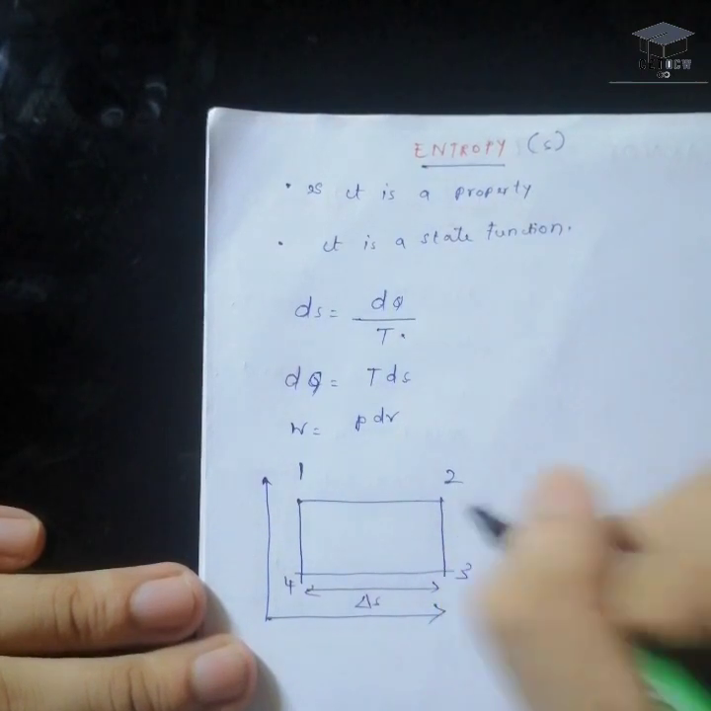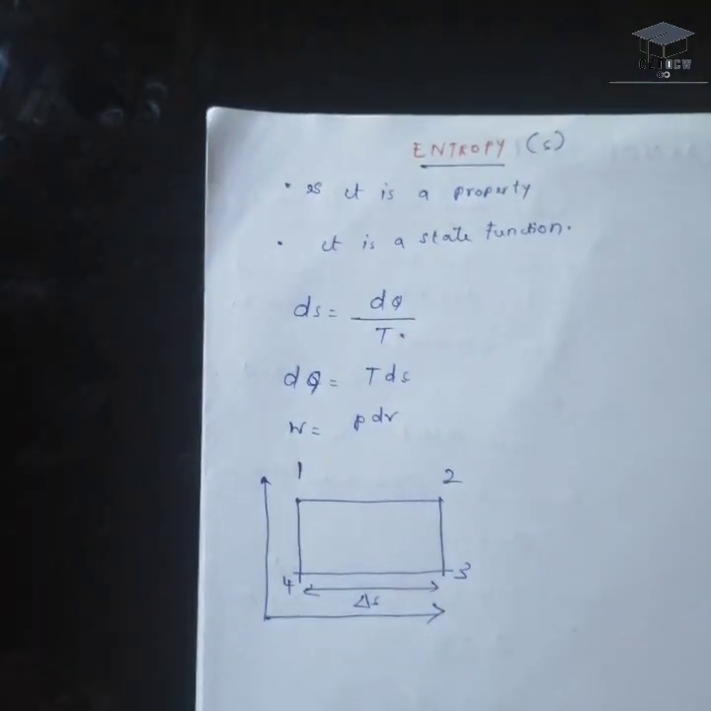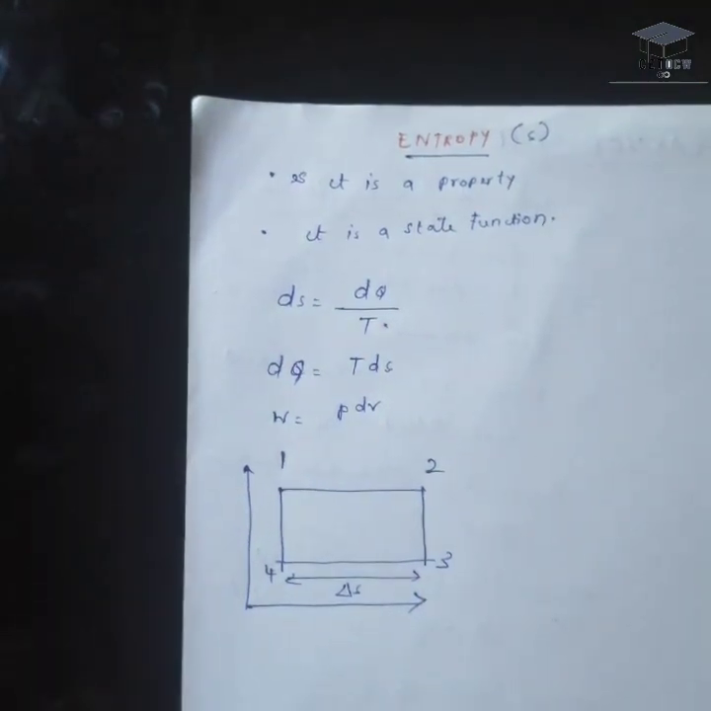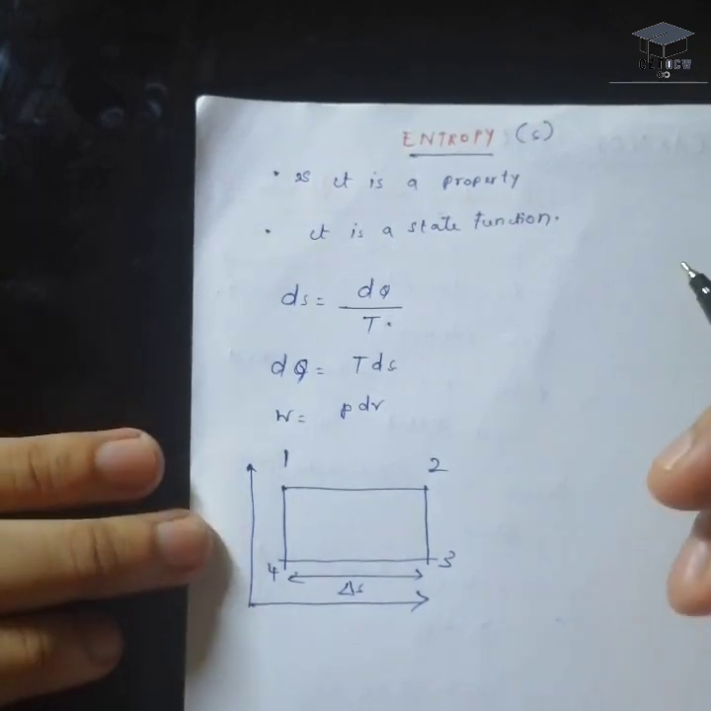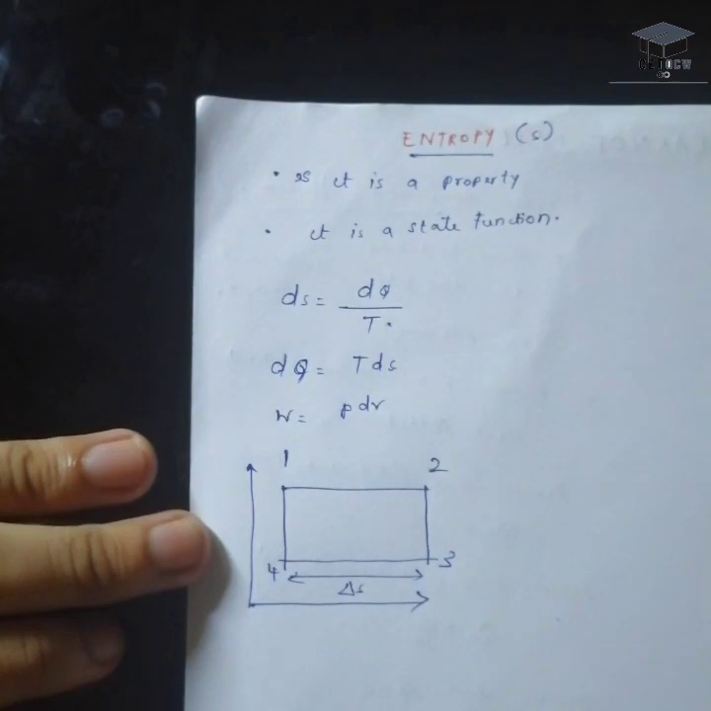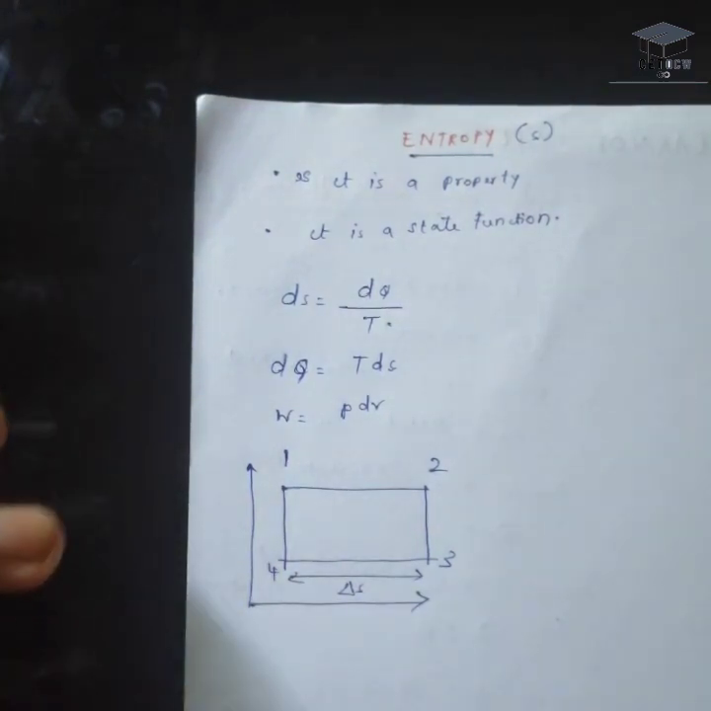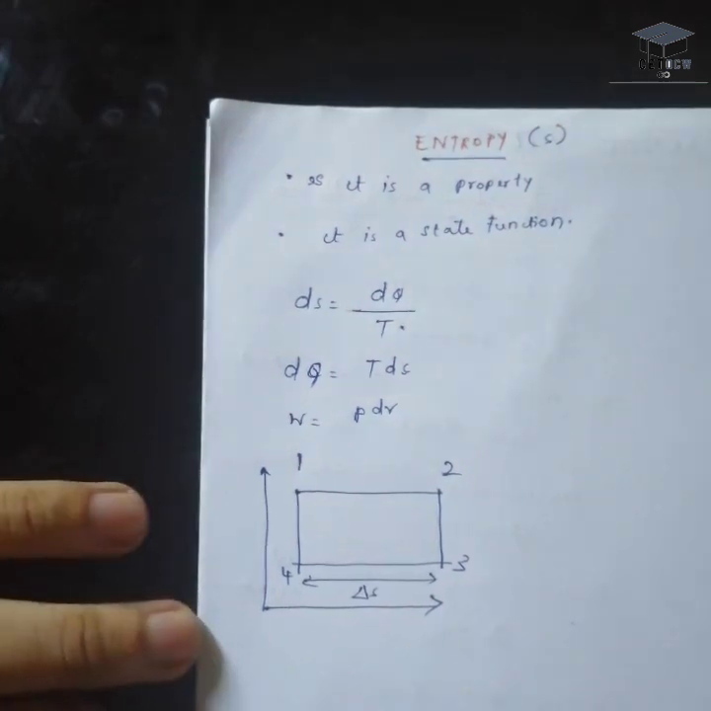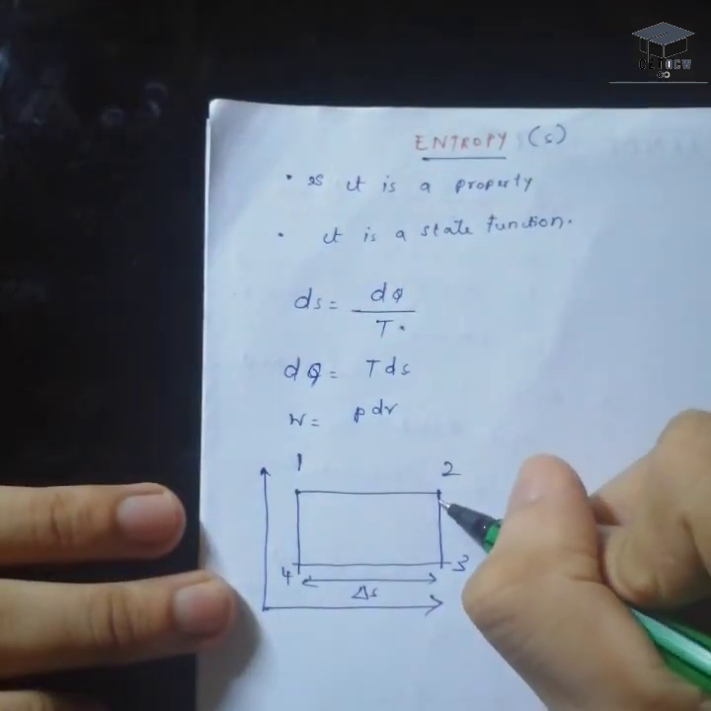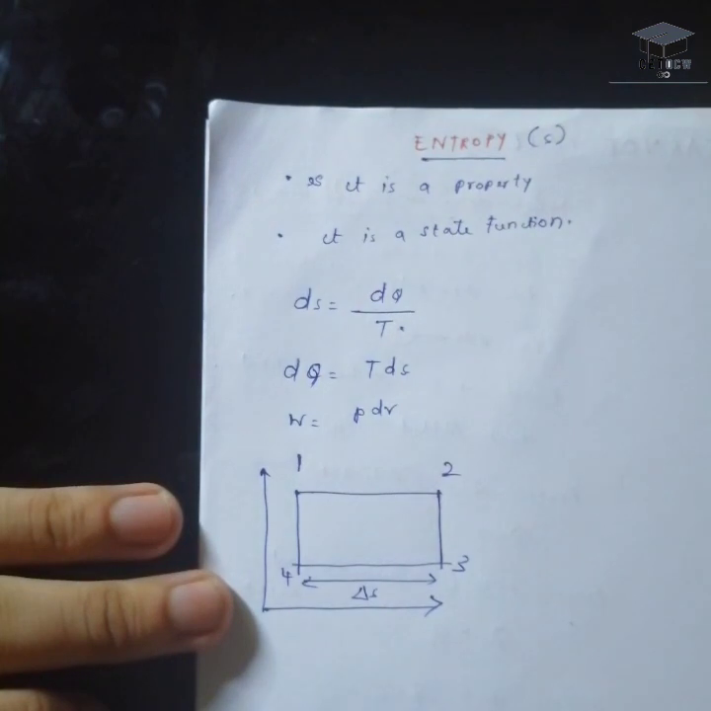We know the process 2 to 3 is a reversible adiabatic process. Since the process is reversible adiabatic, we know ds is equal to dq by T. Since in process 2-3 there is no heat addition, the value of ds will be 0. So this line is vertical.